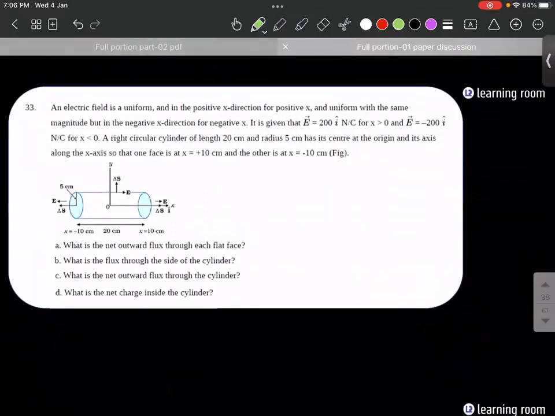Next. So this is a textbook problem. What is the answer for the first one? What is the net outward flux through each flat face?